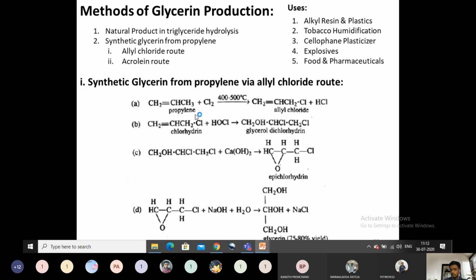First, the propylene, which is a petrochemical product. This propylene will be chlorinated using chlorine at a high temperature of 400 to 500 degrees centigrade in order to yield allyl chloride, with the liberation of one molecule of hydrochloric acid. This allyl chloride will be reacted with hypochlorous acid. HOCl is called hypochlorous acid.